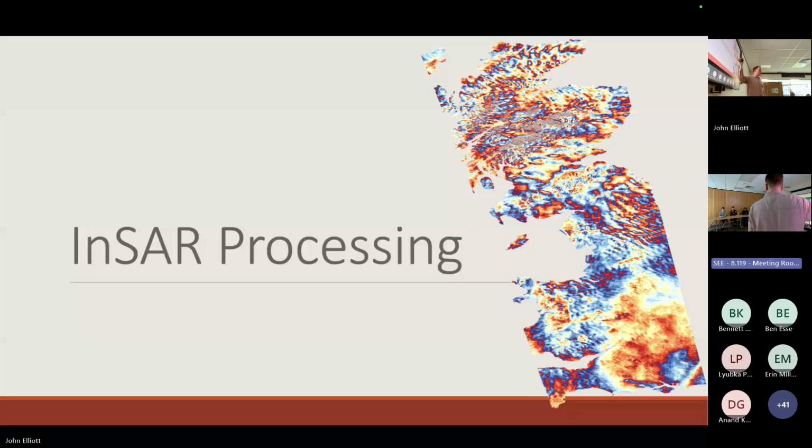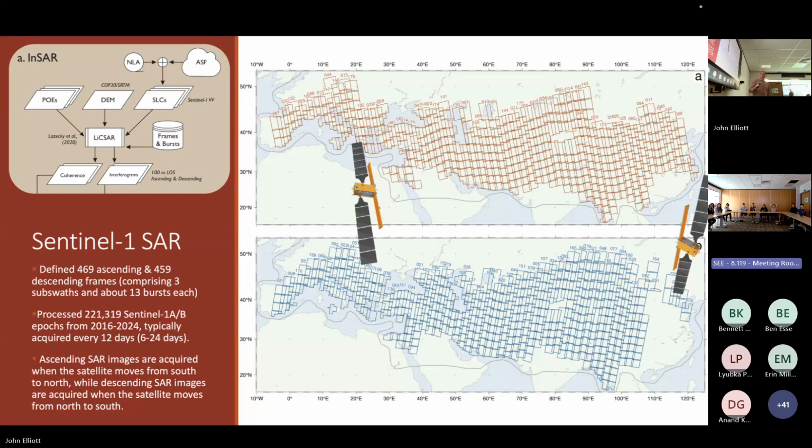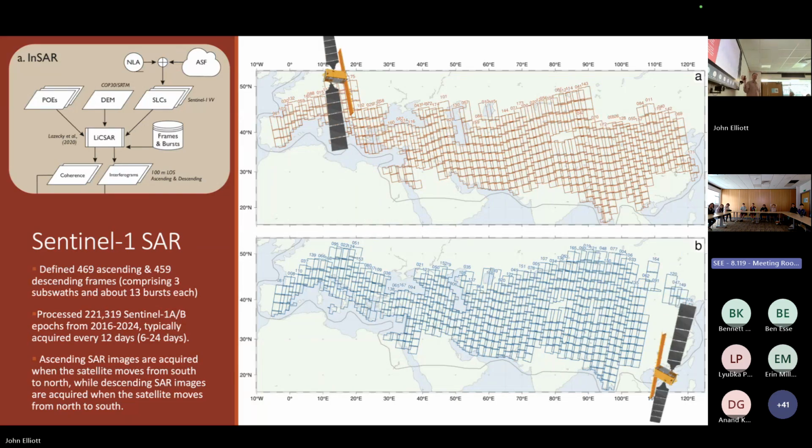But as I said, what we're trying to do with the InSAR is fill in some of those gaps in terms of the resolution. Could we get a bit more information on those surface velocities and gradients? And I'll lead you through how we did that now. So as I said, we combined the Sentinel-1 SAR data on both the ascending and descending tracks, about 460 frames on each, using the LiCSAR processing system at the JASMIN High Performance Computing Facility.